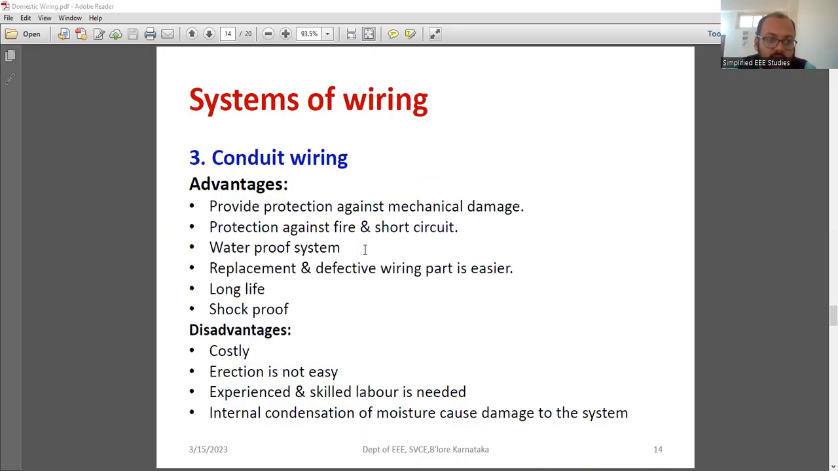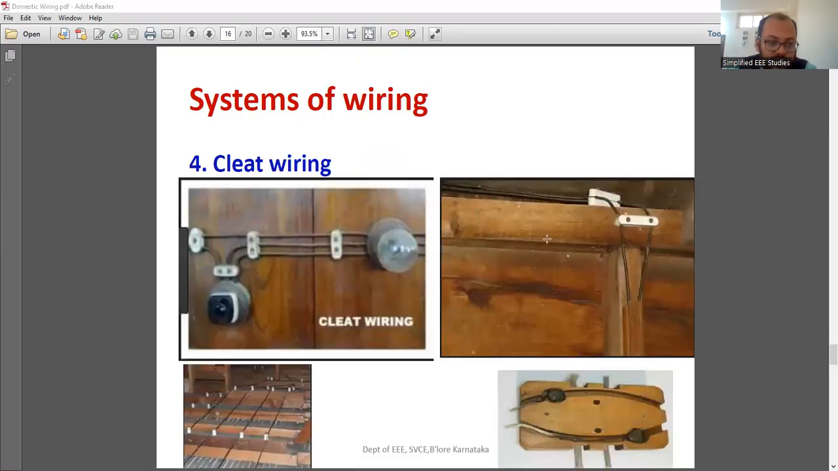Is it okay? Then you can plan like that. Cleat wiring also you have to explain at the end. This is how cleat wiring looks.